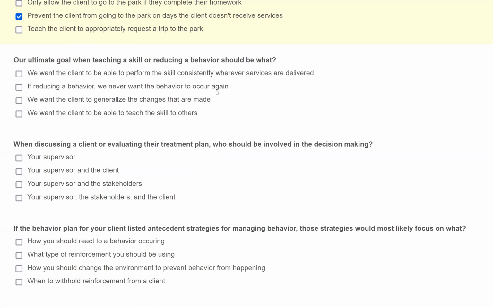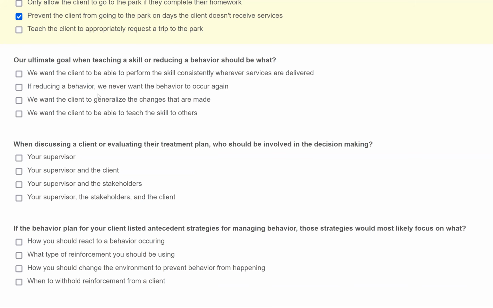So now that's what we're going to look for when we look at our answer choices. A, we want the client to be able to perform the skill consistently wherever services are delivered. Sure, right? Wherever services are delivered, we want them to perform the skill consistently. That is a given. But is that really our ultimate goal? Because again, who cares if they can do them when services are delivered if they can't do them outside of services? That's what's really important.